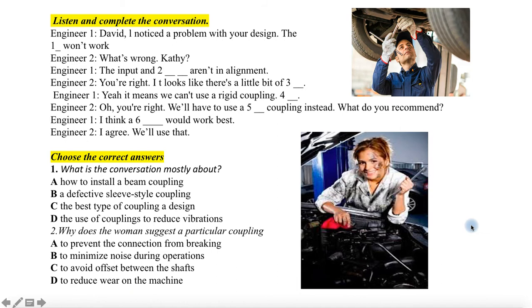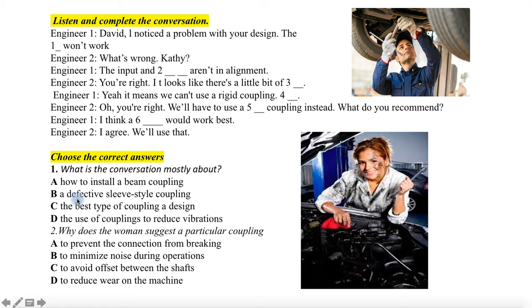So our next part is for listening. We're going to listen to the conversation between two engineers. And your task first is listen and complete the conversation. You should find the missing words and write them down. Second task is choose the correct answers. You have here two questions. What is the conversation mostly about? Why does the woman suggest a particular coupling? We are going to listen to this conversation twice.